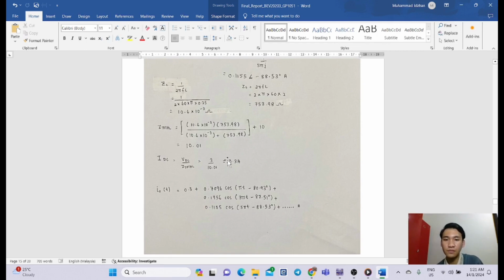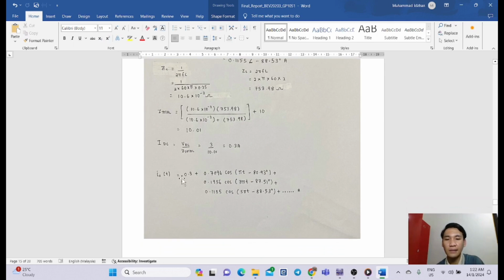So we can continue to find the IDC. The formula is VDC over Z total. So our Z total is 10.01 ohm and our VDC is 3 volt, and we get our IDC is 0.3 ampere. After we calculate all the components, we can create the general form equation for I out in time domain. This is 0.3 as DC component, and this is the AC component that was calculated.